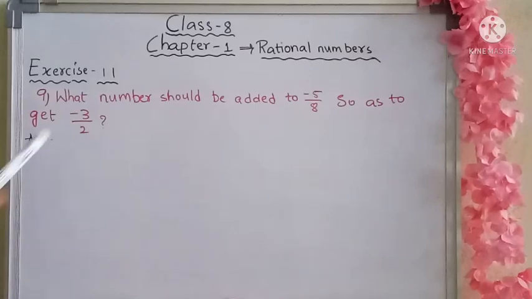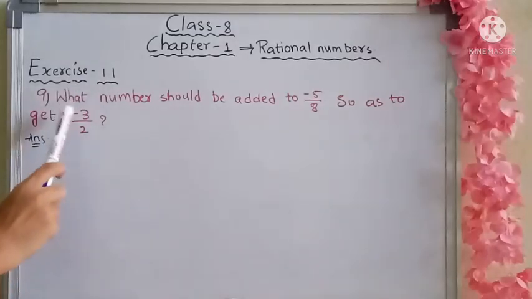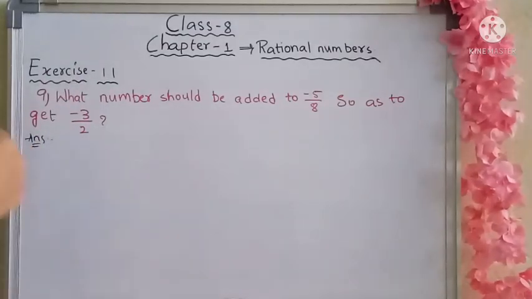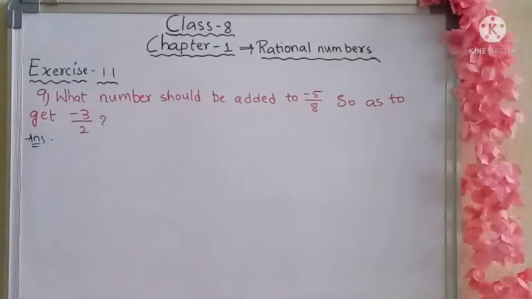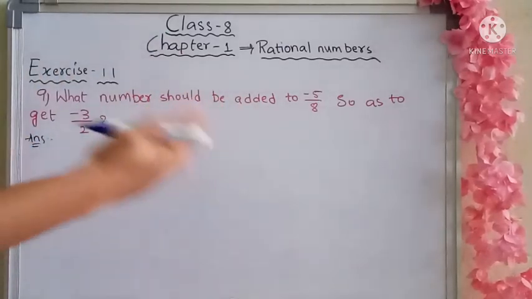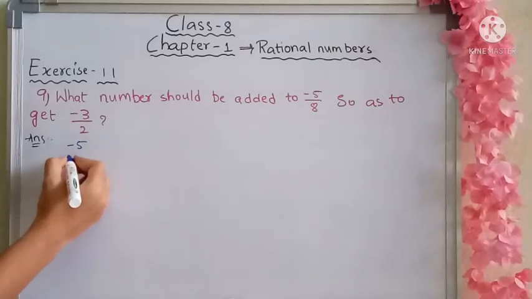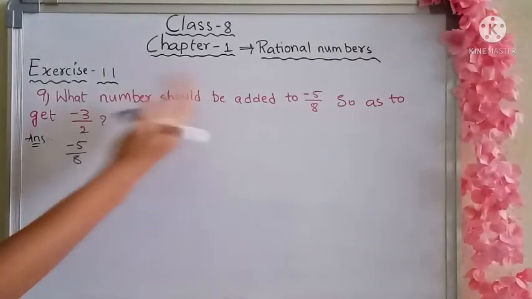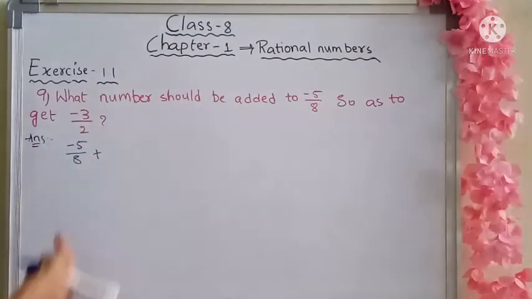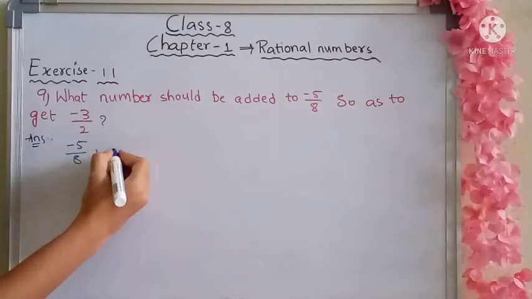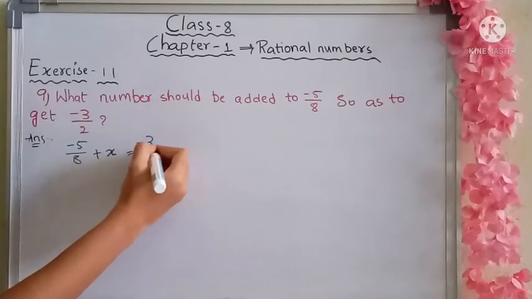So 9th question says that what number should be added to minus 5 upon 8 so as to get minus 3 upon 2. So what number should we add to minus 5 upon 8 to get minus 3 upon 2? So first of all, from this word format we have to make it into equation format. So to do that, minus 5 upon 8 plus, we have to give addition symbol, plus something, let's keep it as x, this is equals to minus 3 upon 2.